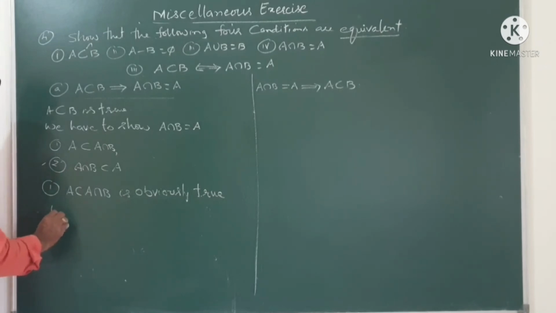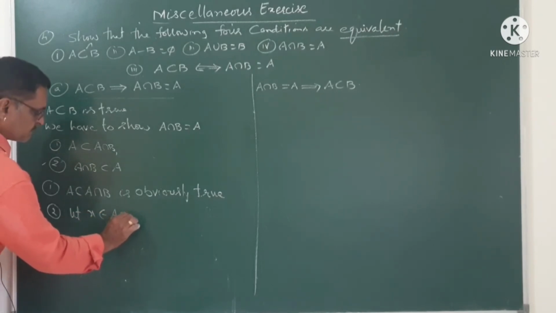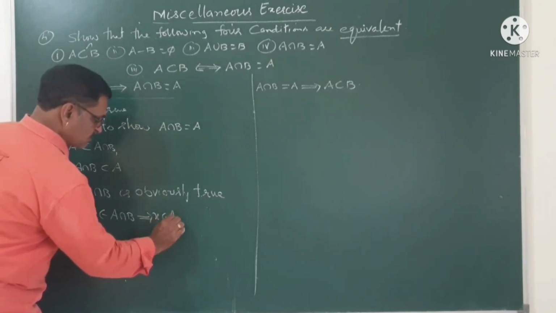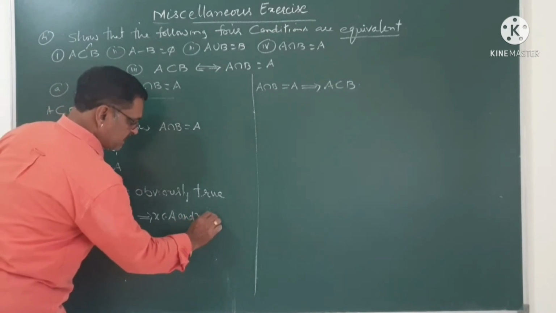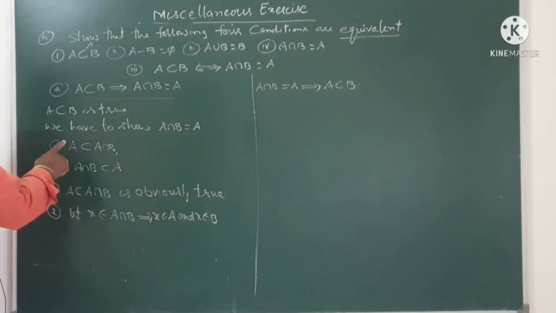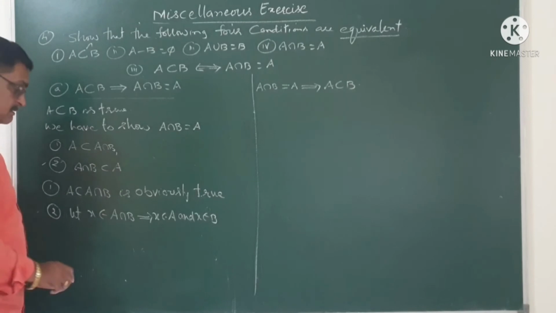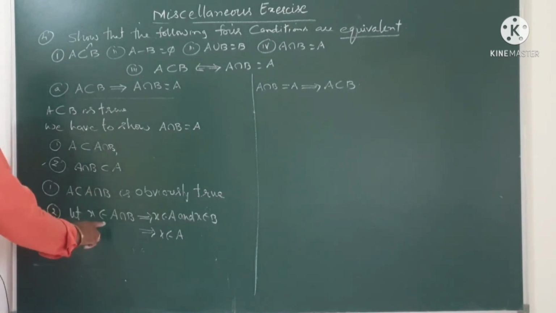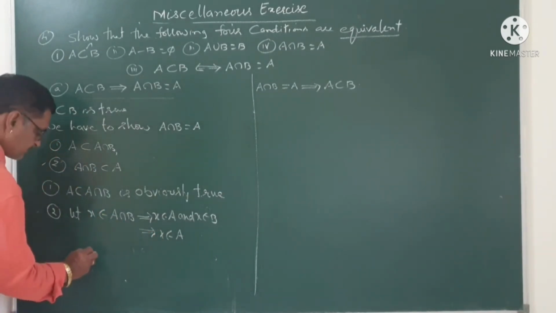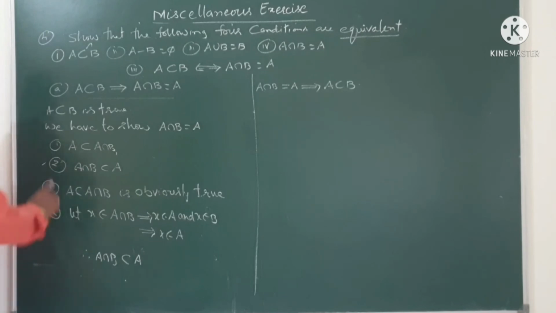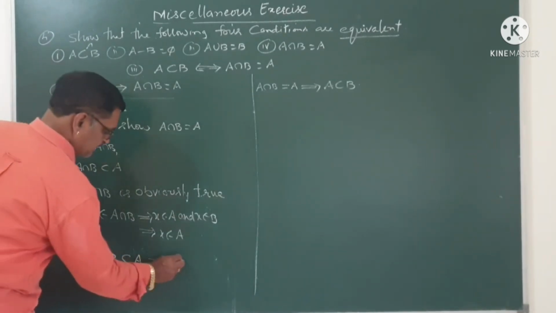To prove the second one, let x belong to A intersection B. When x belongs to A intersection B, it means x belongs to A and x belongs to B. Now it's given A is a subset of B. This implies x belongs to A. So x belongs to A intersection B implies x belongs to A. Therefore, A intersection B is a subset of A. So the first one is proved. Number one.